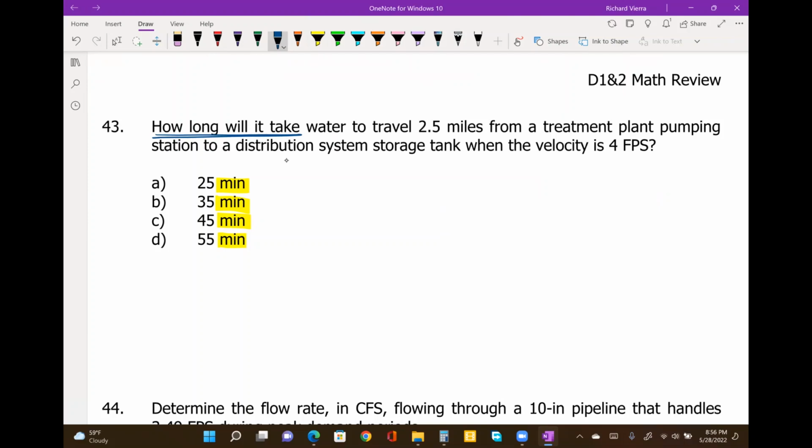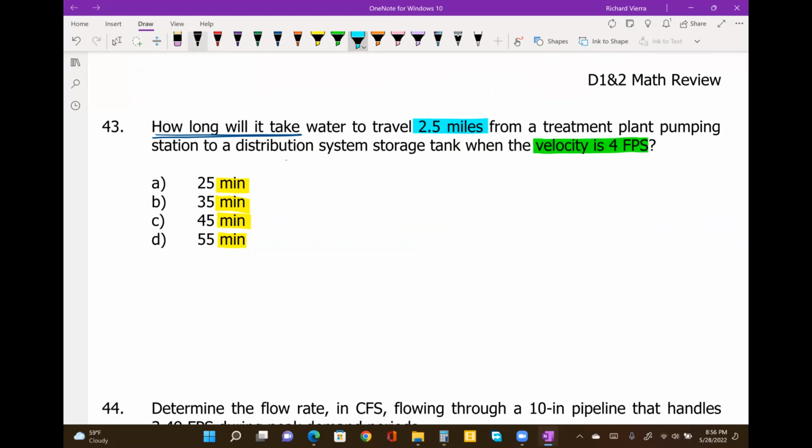All right, so how long is it going to take water to travel 2.5 miles from a treatment plant pumping station to a distribution system storage tank when the velocity is 4 feet per second? So we're given a velocity this time. We're not calculating it, and we're also given a distance of 2.5 miles.